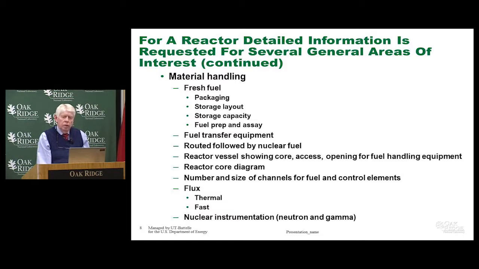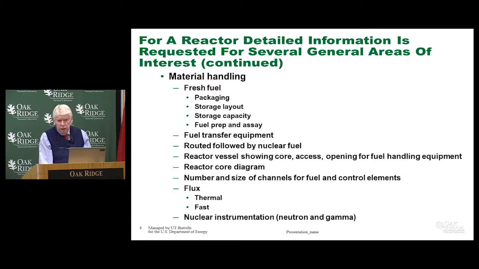So what equipment is used for doing this process? Do you open the vessel in order to do this process? And if you do, what special fuel handling equipment is used to either locate the fuel that you're going to remove and replace, or to remove the fuel if it's in operation at the time, such as a CANDU.